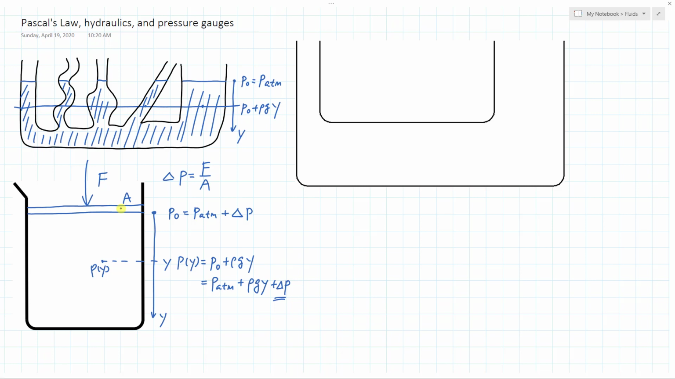So it has a lot of applications, especially in hydraulics. So let's look at the top right diagram here. So we have two different cross-sectional areas. So this area A1 is small. So we'll fill it with liquid.